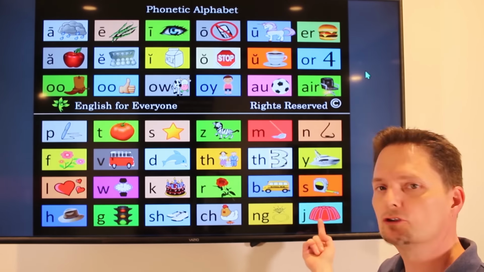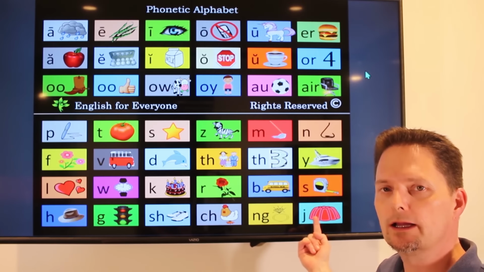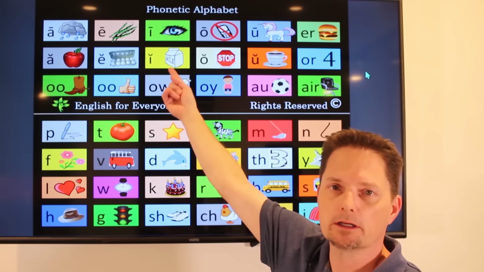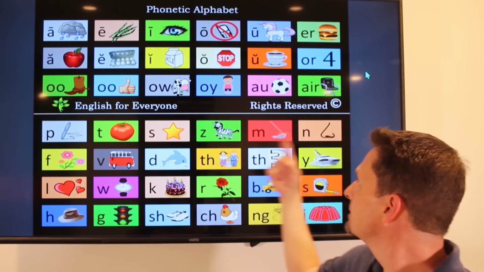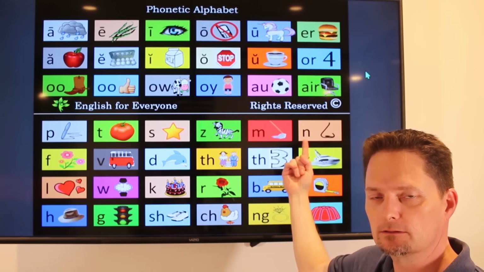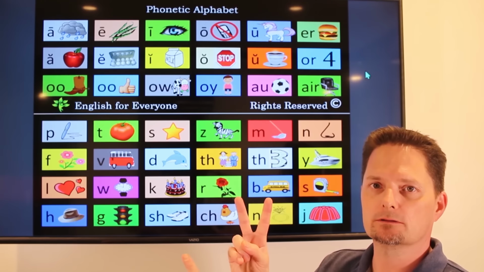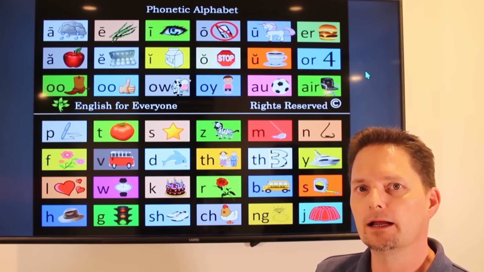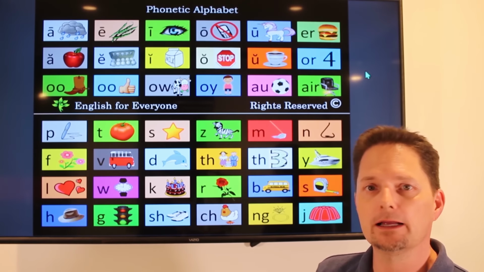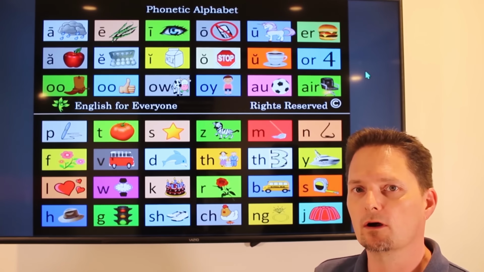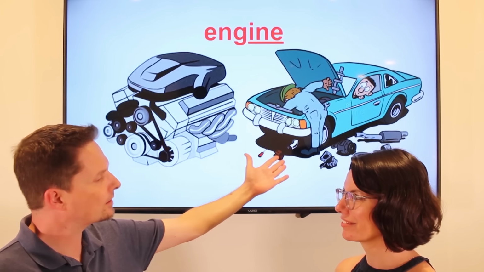N, j, strong j, eng, engine. Engine. Stress on the first syllable. Engine. He has to put a new engine in his old car. Engine. Let's practice. His car is old.